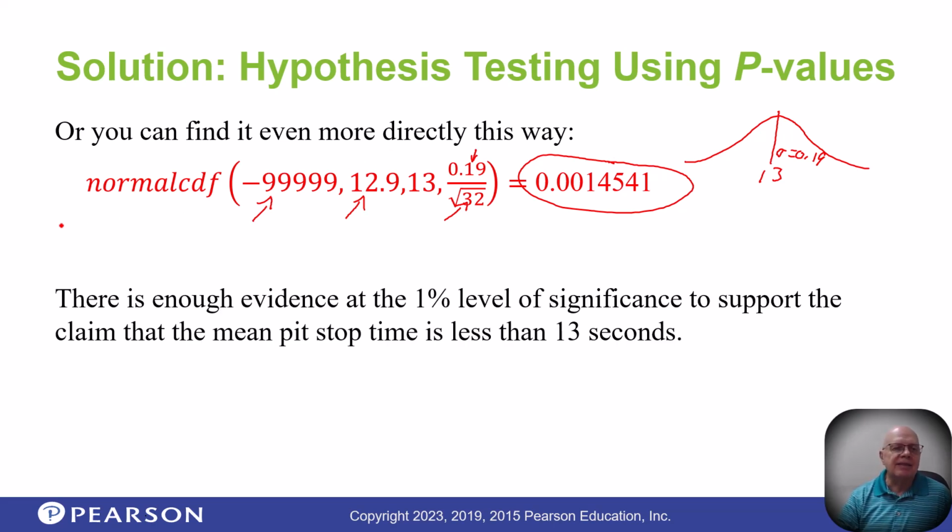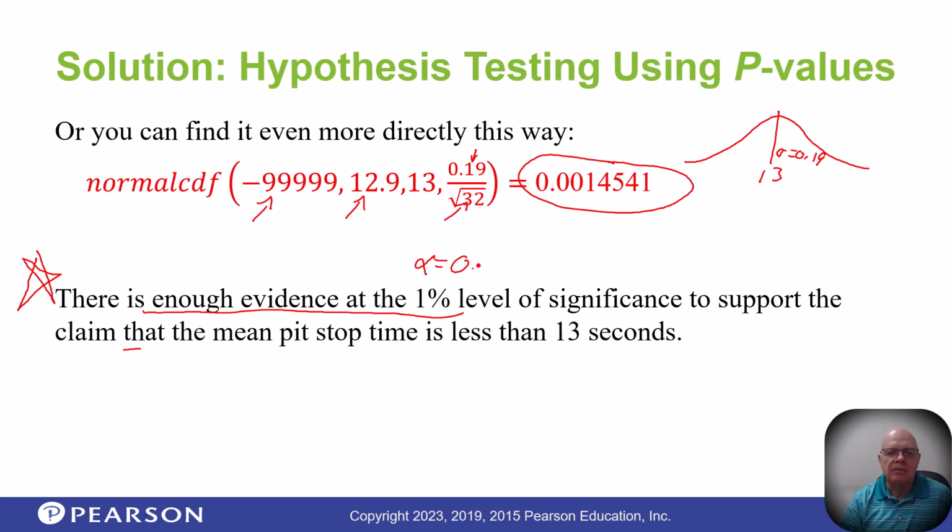And this is what we really wanted to know. What can we say about that claim? Remember, the pit stop crew was saying that they average less than 13 seconds. We rejected the null. What does that mean? It means there is enough evidence at the 1% level. What is that?